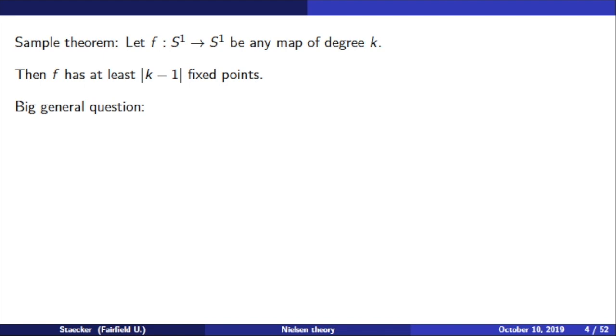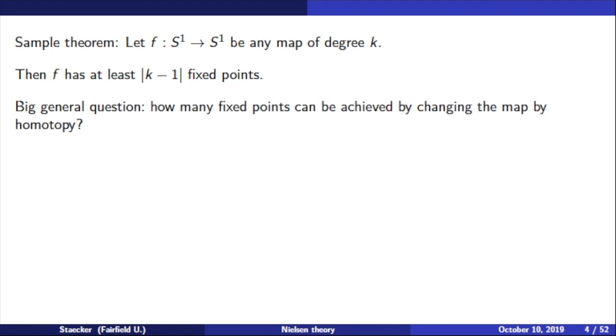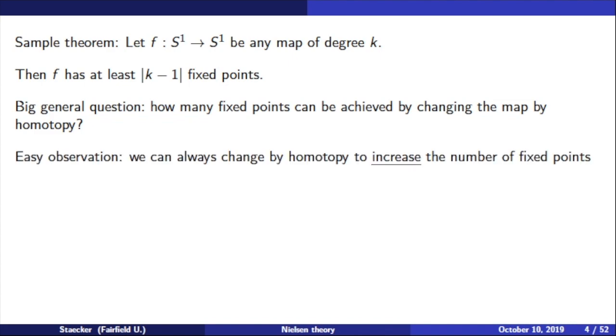So a big general question that we ask is, how many fixed points can you achieve by changing the map by homotopy? That's a big question that is typically asked in topological fixed point theory. Here's one easy thing to observe. You can always change the map by homotopy to increase the number of fixed points. If you have a fixed point, it's easy to make more fixed points. And here's a little picture. You've all seen a picture like this, I'm sure. There are two fixed points here. They're the intersection with the diagonal.